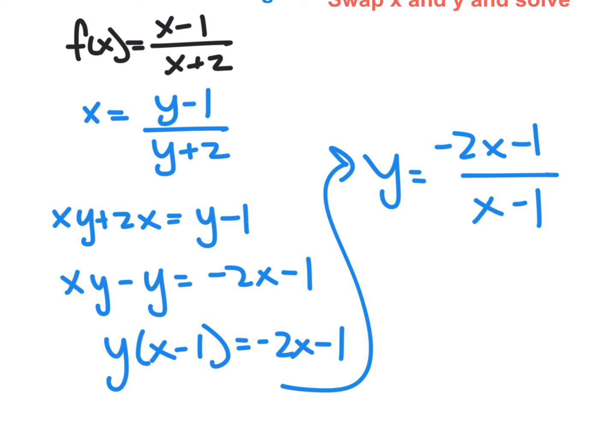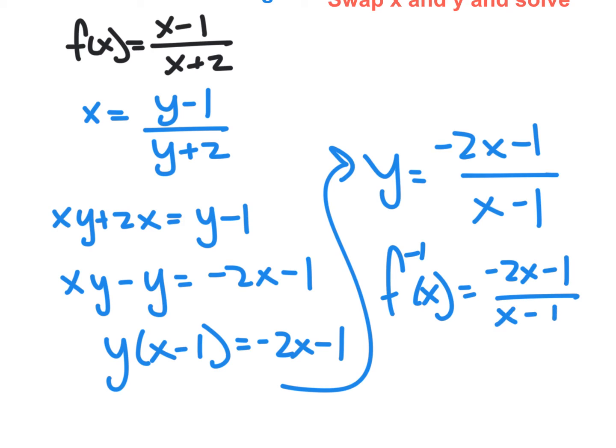And then finally, my last step, I would really want to write this as f inverse of x is equal to negative 2x minus 1 over x minus 1. And any time that we have a rational, we go ahead and state the domain, for x not equal to 1, because we can't divide by 0.